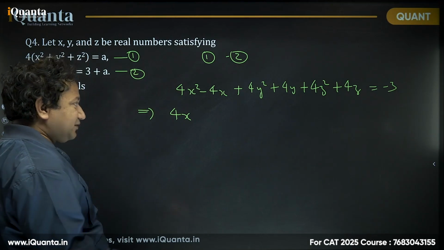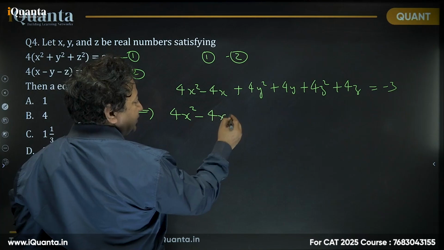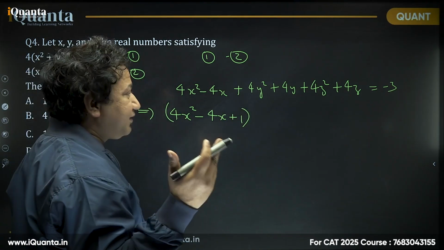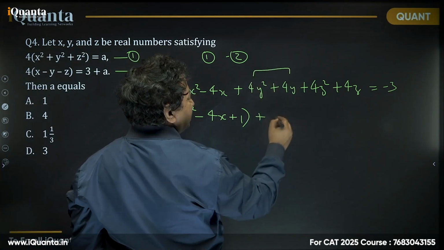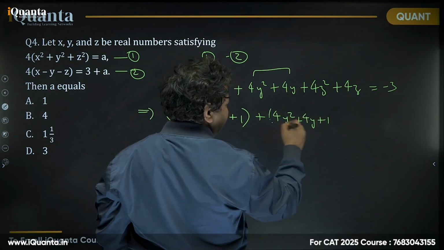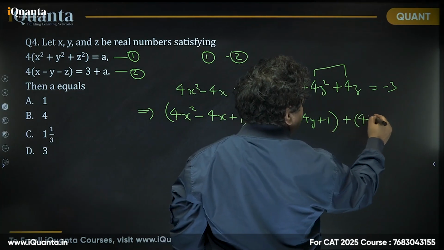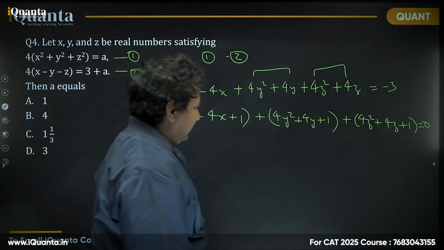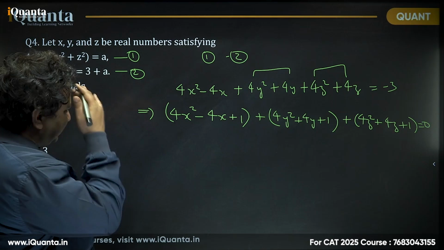Why am I doing that? The reason is simple. I can write this as 4x square minus 4x plus 1, put inside a bracket. I'm breaking 3 into 3 equal parts. So I'll be now giving the other one to these two, like 4y square plus 4y plus 1 here, and then plus 1 to these two. So that will be 4z square plus 4z plus 1. This will equal 0. Well, why do I do that? Because I want to make a perfect square. Have I made it? I think yes.